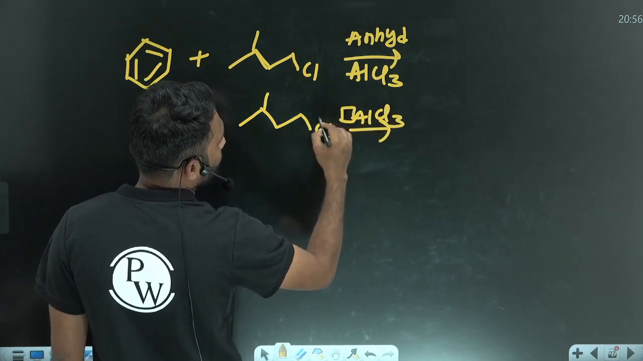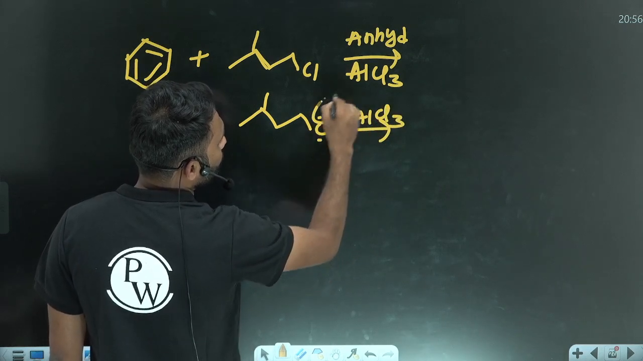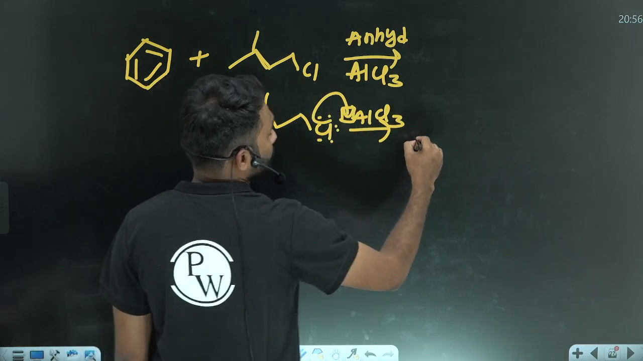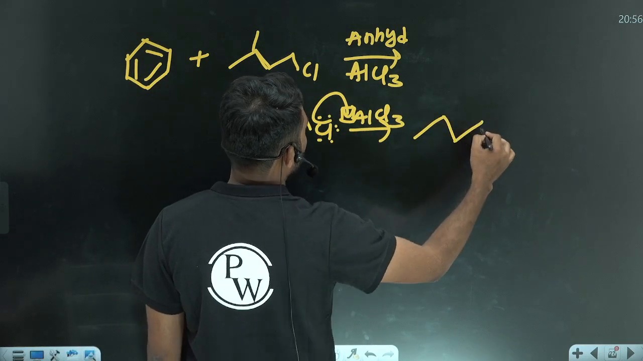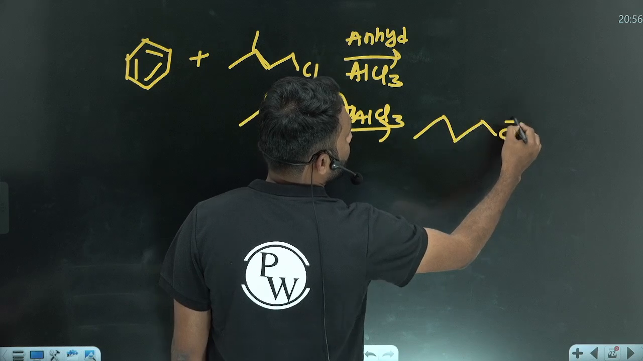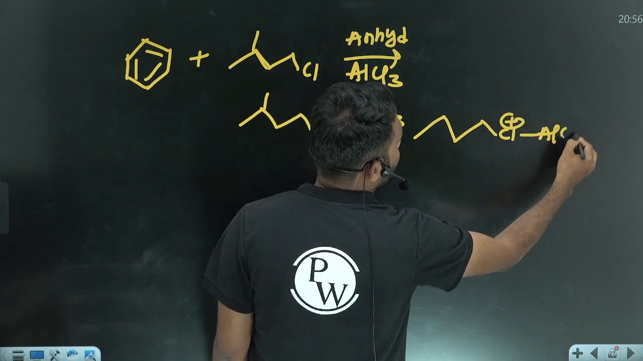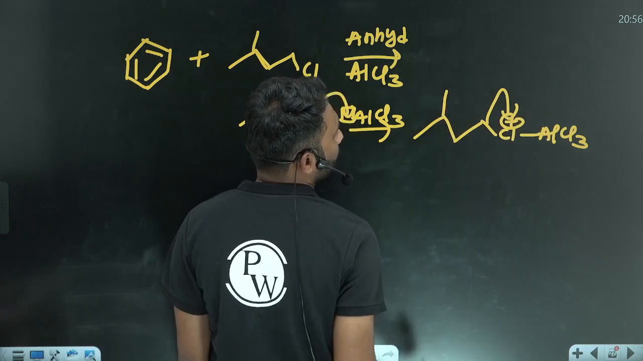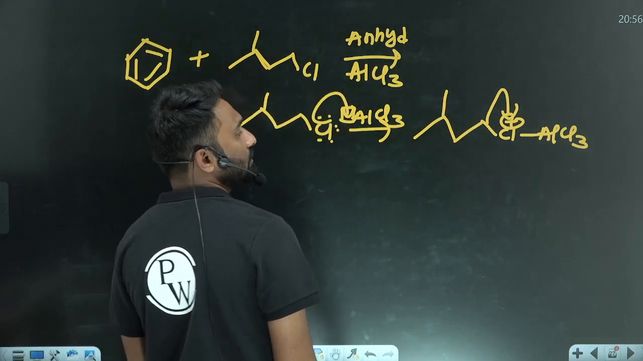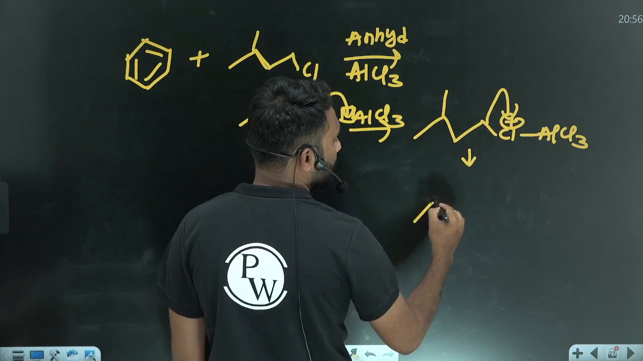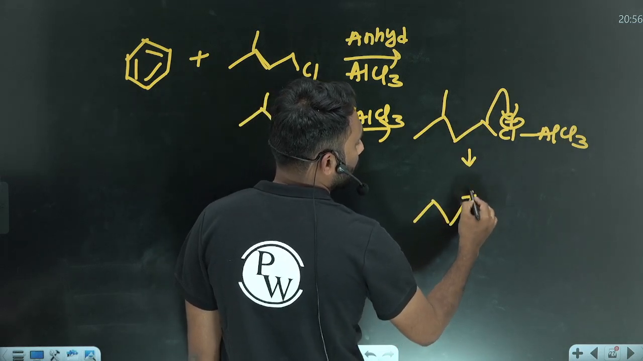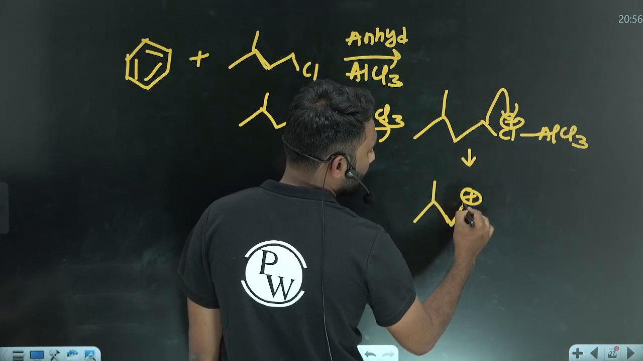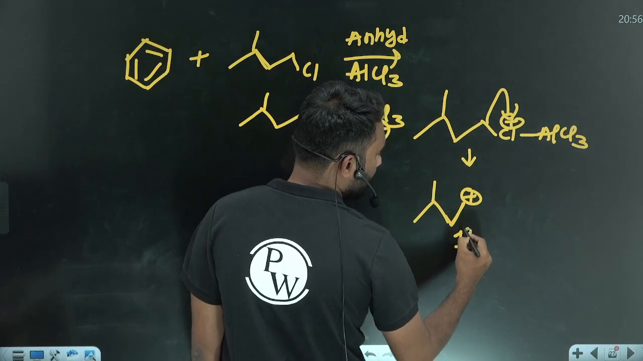The lone pair will attack the AlCl3 Lewis acid. Now this Cl will get the positive charge. Now in this AlCl3, this chlorine is having the positive charge, and by that we will generate this electrophile. Clear? Now this electrophile is a primary carbocation.